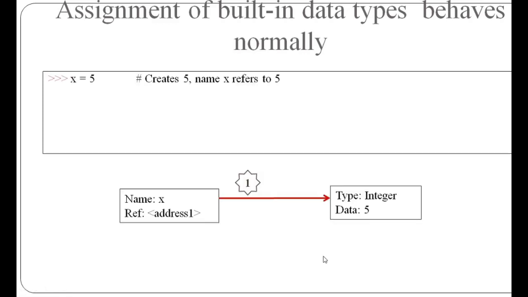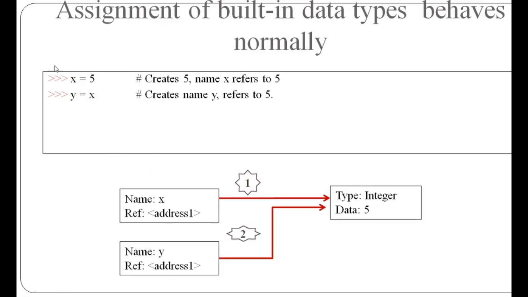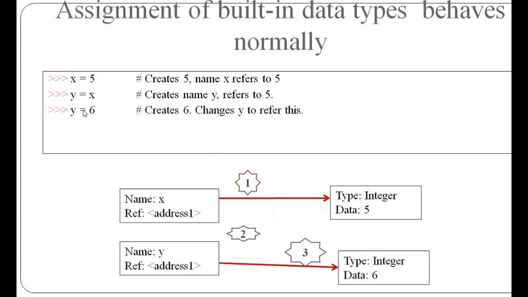So we have seen that assignment of built-in data types behaves very normally. I have X is equal to 5 and then I am assigning Y is equal to X. What happens? Both X and Y point to that object 5. Now I am changing Y is equal to 6. When I change that, a new object is created and Y will be made to point to that object. And then I am printing. So far so good. So in the built-in data types, assignment behaves as we expect.